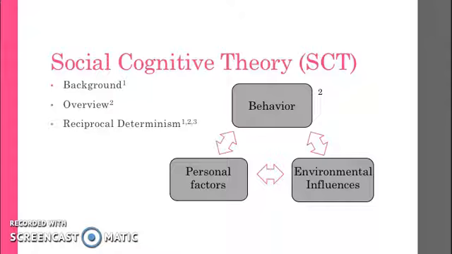In this theory, personal factors, behavior, and environment interact continuously and influence each other. This is called reciprocal determinism. It's defined as the dynamic and reciprocal interactions of the person, environment, and behavior. So we can see here on this slide, behavior, personal factors, and environmental influences. They're all working together and influenced quite equally.